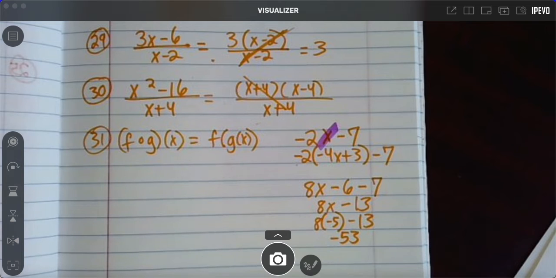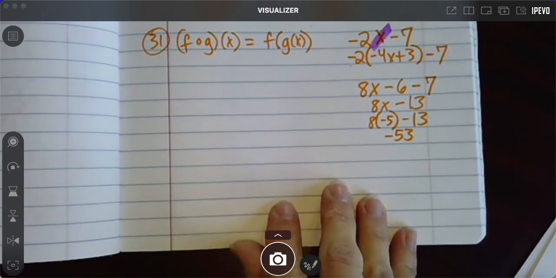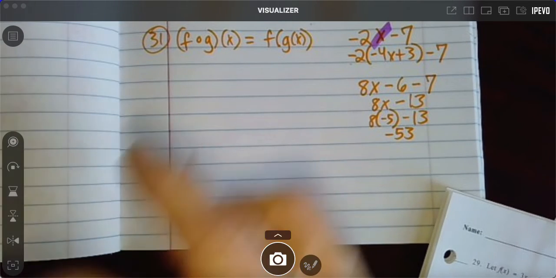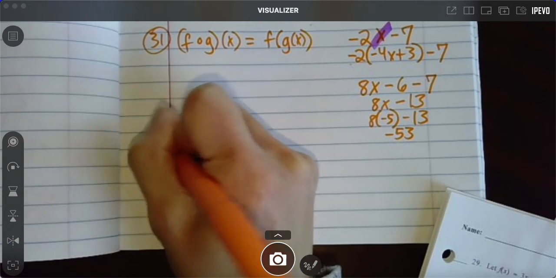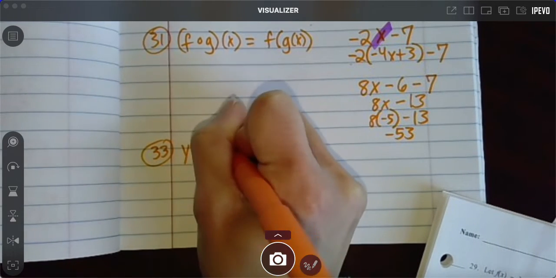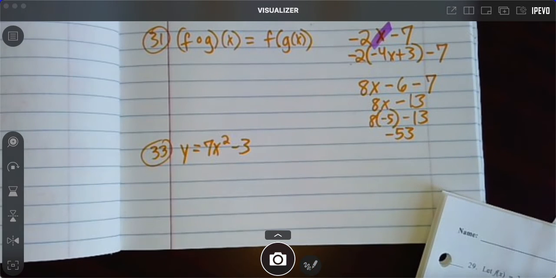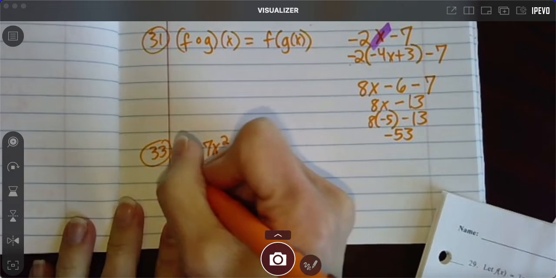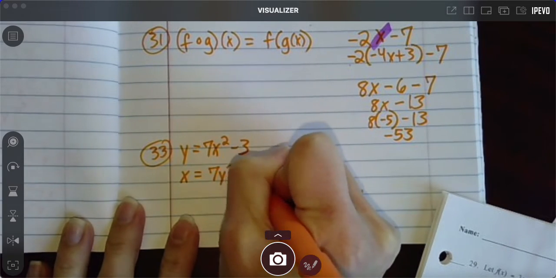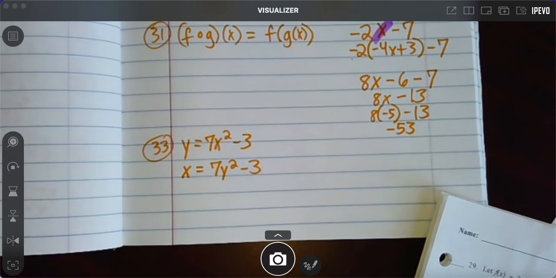It says, what's the inverse of this function? Inverse is when you what? Switch them. All right, so number 33, I'm going to write what they give me. They give me y equals 7x squared minus 3. But what am I going to do for the inverse? I'm going to switch them. So I'm going to write x equals 7y squared minus 3. Now I have to solve for y.